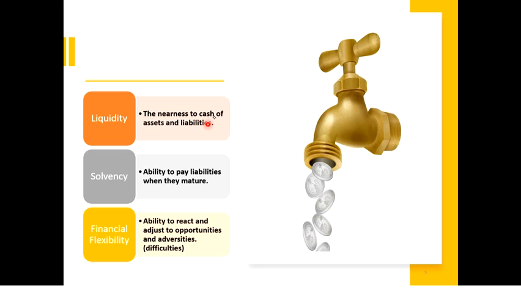Liquidity ni apa ni? Cair. Daripada aset you, dia bertukar kepada duit. Contoh macam you punya account receivable. Okay, dia liquid ke tak? Kalau you dapat collect duit kerap, then liquid lah. Itu maksud liquidity. Solvency pula is the ability to pay liabilities when they mature. Okay, maksudnya bila you punya asset dah mature, maksudnya you akan dapat duit lah.